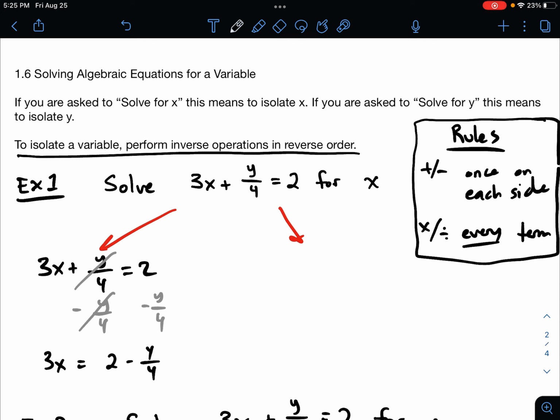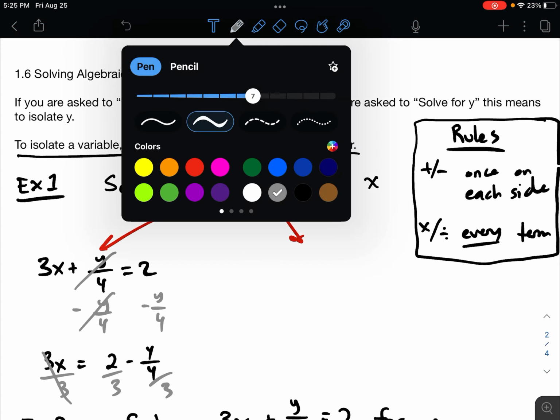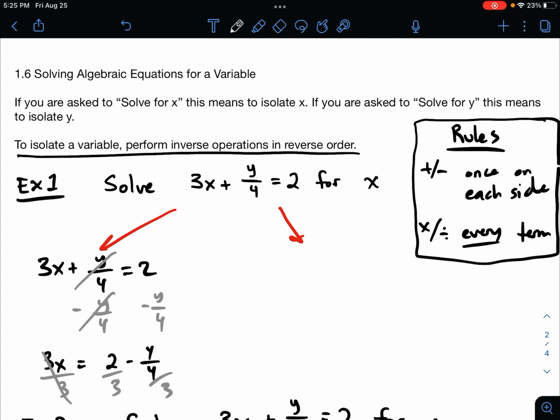And then I see that still acting on the x is a times 3. So instead of times 3, I'm going to divide everything by 3. And again, if I divide this side by 3, I have to divide every term by 3. So the 3's cancel, and we end up with x equals 2/3 minus y over 12. Okay, so that's going to be our answer.